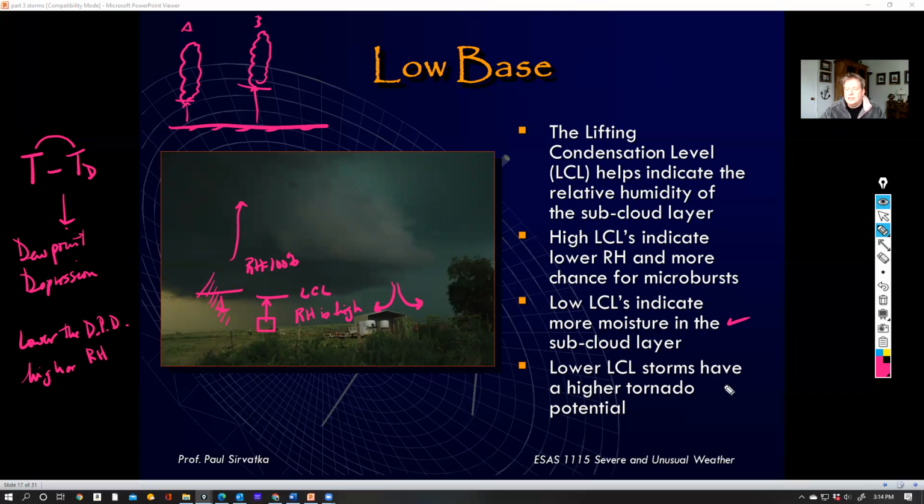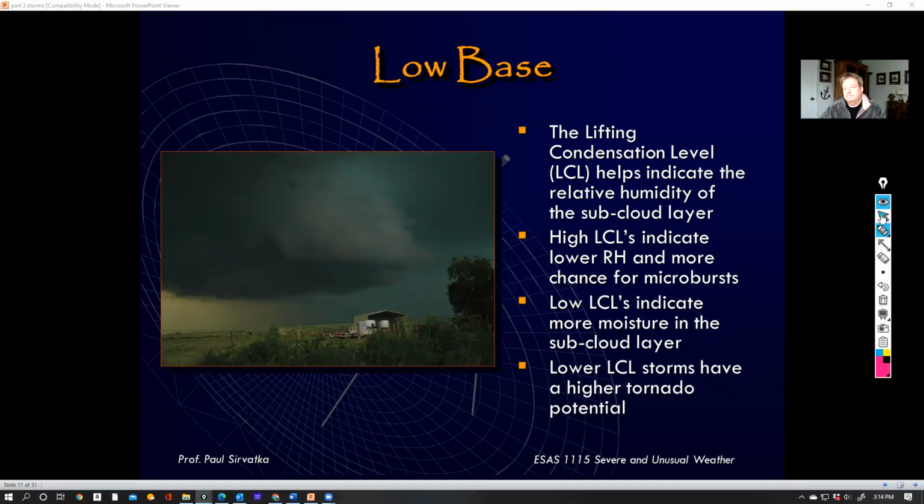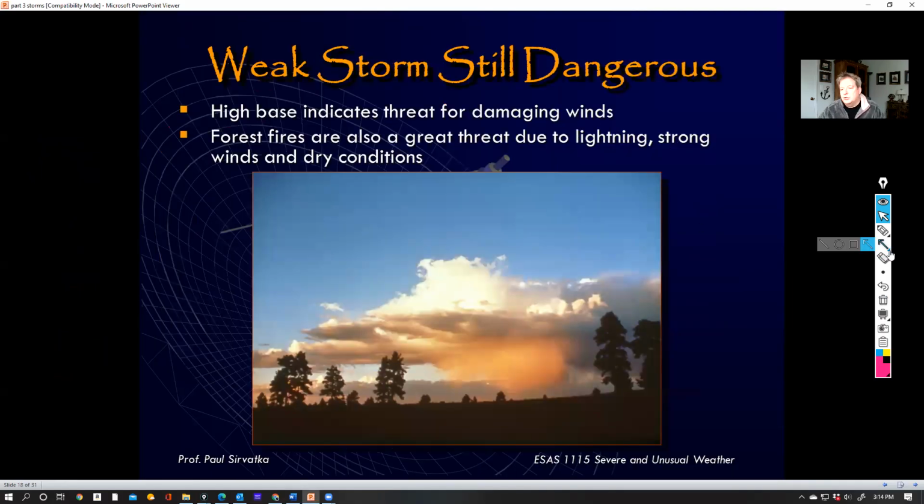Then sort of the last information here is that when I have a lower LCL, I have a greater tornado threat. We don't know why. You'll see eventually. With higher LCLs, we don't get as many tornadoes. So when I'm trying to forecast for tornadoes, a lot of times I care about the lifting condensation level. Okay. Now here's a storm.